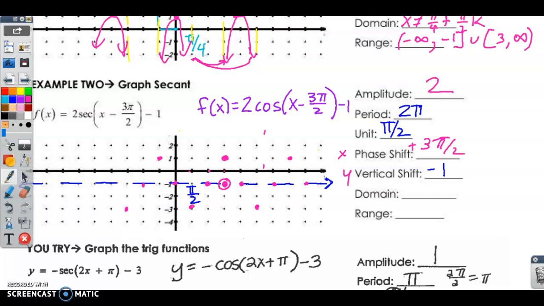Go ahead if you'd like and very lightly pencil the sketch in. I am not. I'm just going to change all my zeros to asymptotes. And then just draw the graph in.